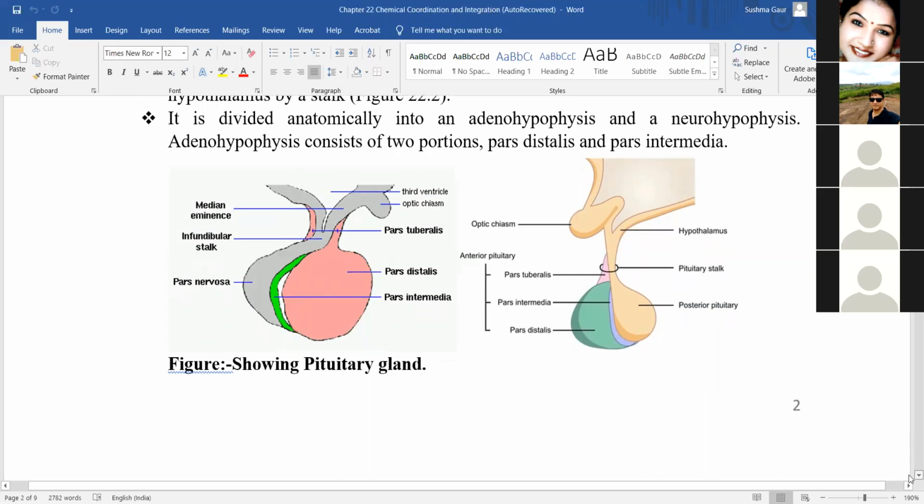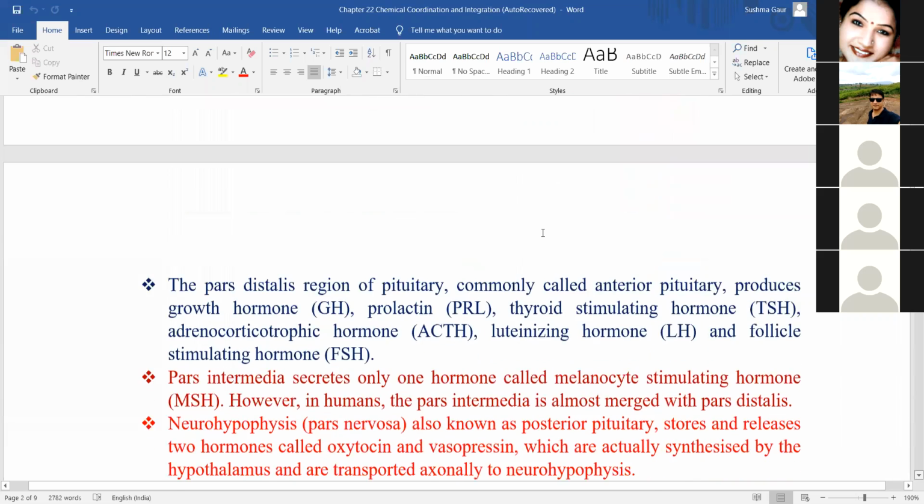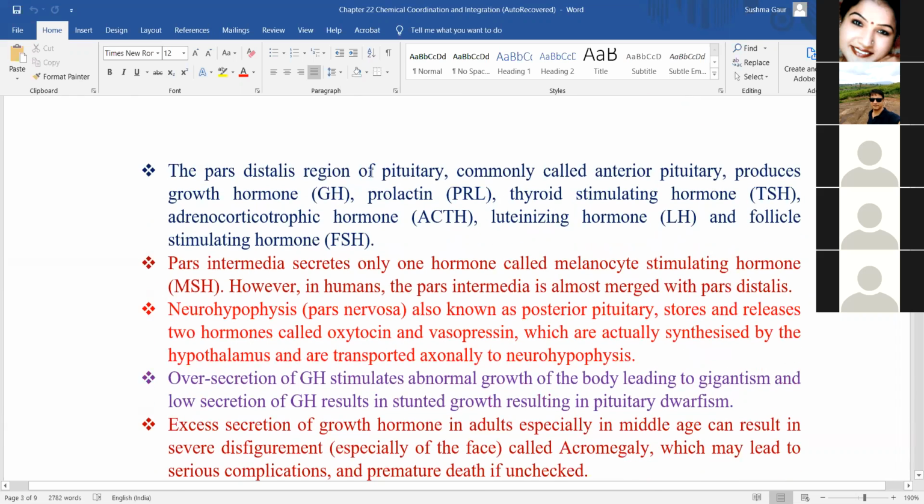Okay. And so what is this pars distalis region? This is the region of pituitary that is commonly known as anterior pituitary. And what does it produce? This thing you have to remember. Pars distalis is also known as anterior portion of pituitary, and it produces growth hormone, prolactin.